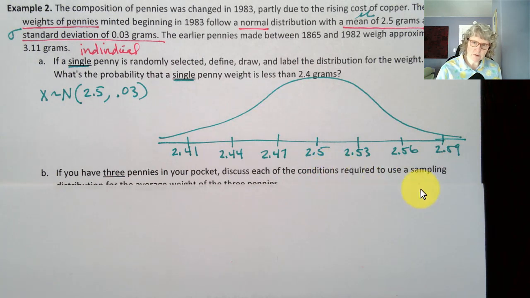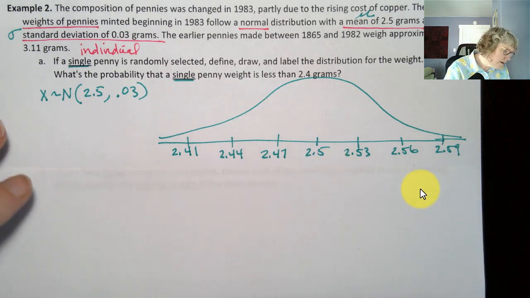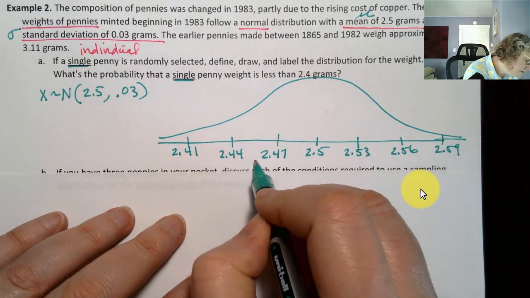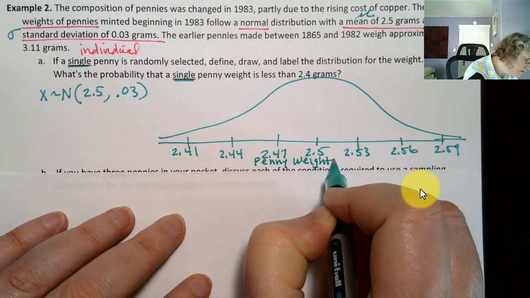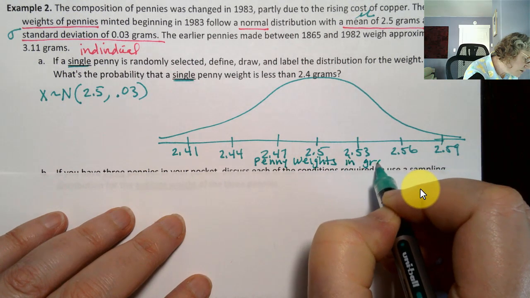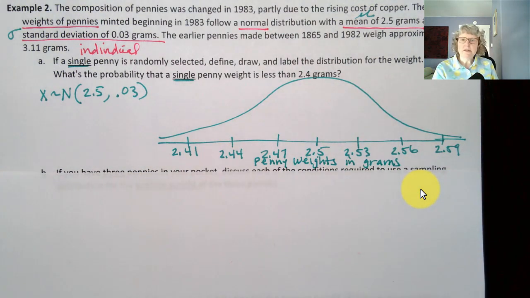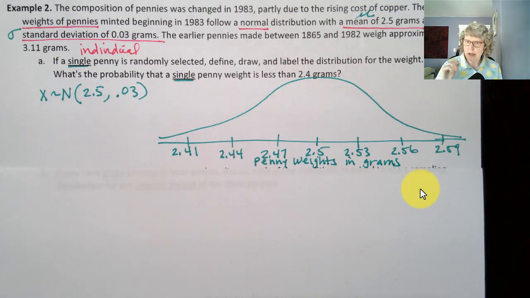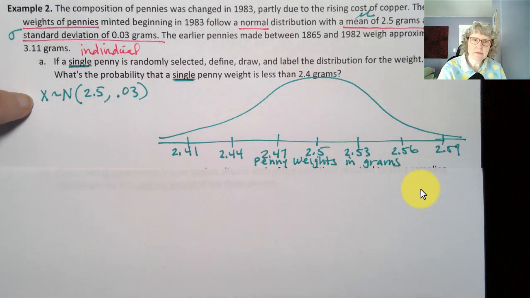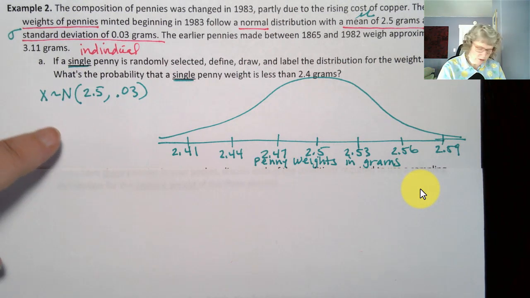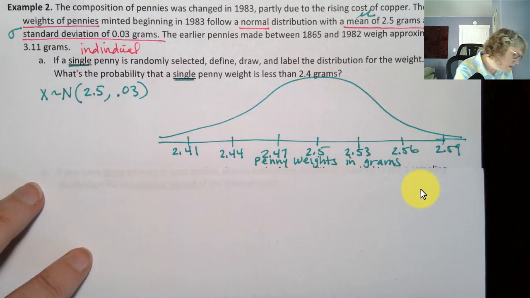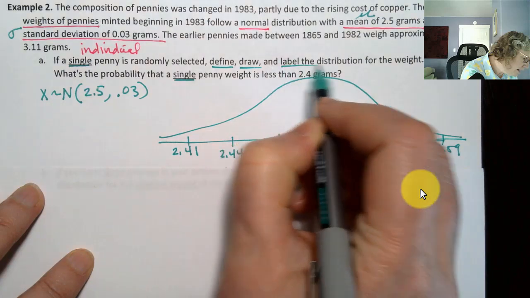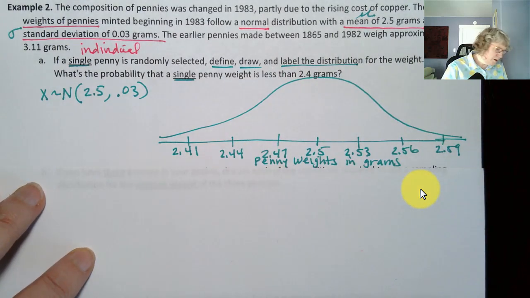Okay, and then remember you can do a screenshot of this if you prefer, if you're typing, or you can draw it by hand, whichever way you're doing it. And then I'm going to write penny weights in grams. Okay, so if we were to see a histogram of this, these would be individual pennies, right? And that's why I'm using X and not X bar. Okay, there is a probability question here as well. So we did define, draw, and label. Now we need to find the probability.